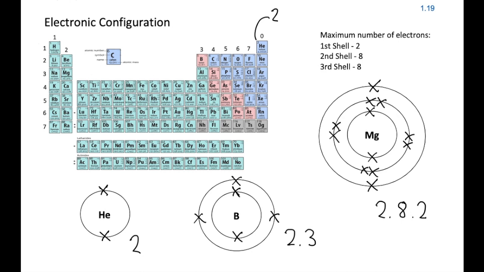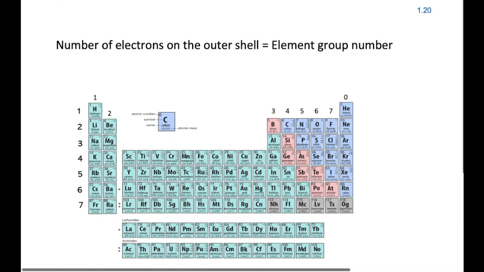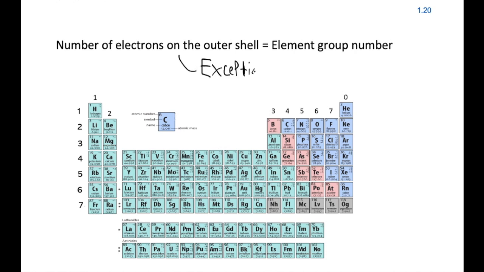Something which is really important is the link between where an element lies on the table and its electronic configuration. A rule that we can use when dealing with the first 20 elements on the periodic table is that the group number defines how many electrons are on the outer shell. So the elements in group 1 have 1 electron on their outer shell. For the elements in group 2, they have 2 electrons on their outer shell, and so on. The only exception to this rule is the group 0 elements, which are right at the end on the right.